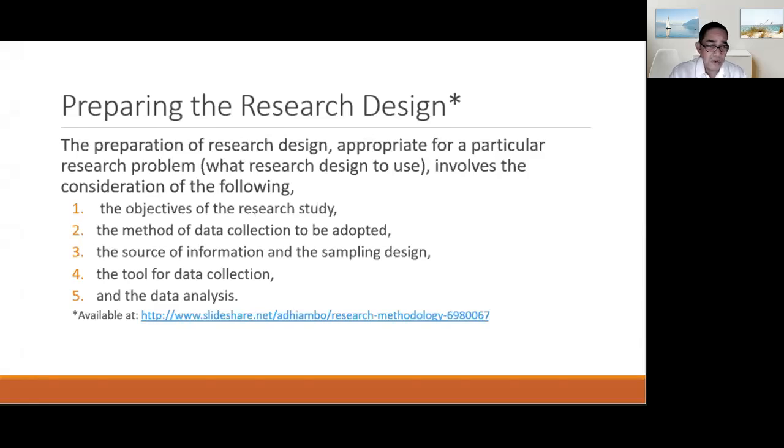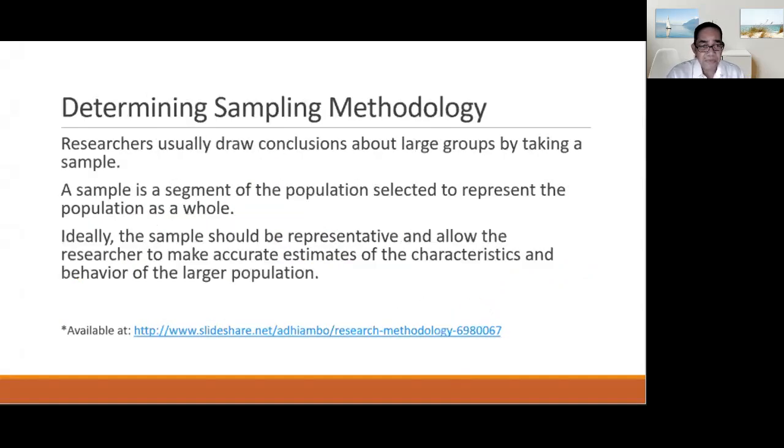Okay, so the preparation of research design appropriate for a particular research problem, meaning what research design to use, involves consideration of the following: the objectives of the study, the method of data collection to be adopted, source of information and sampling design, tool for data collection, and data analysis. Again, as I said, we'll have a separate, very lengthy discussion on research design. And then determine sampling methodology. Again, that's a separate topic.